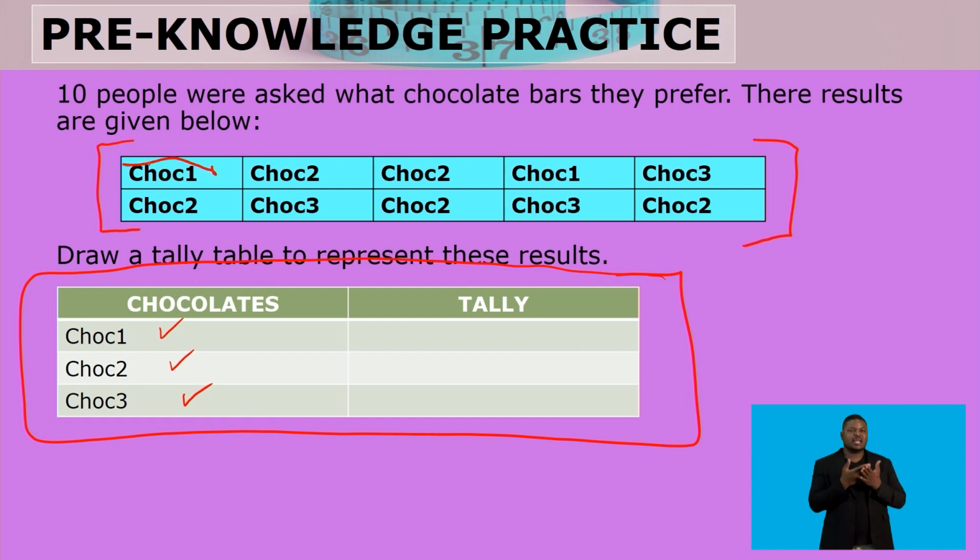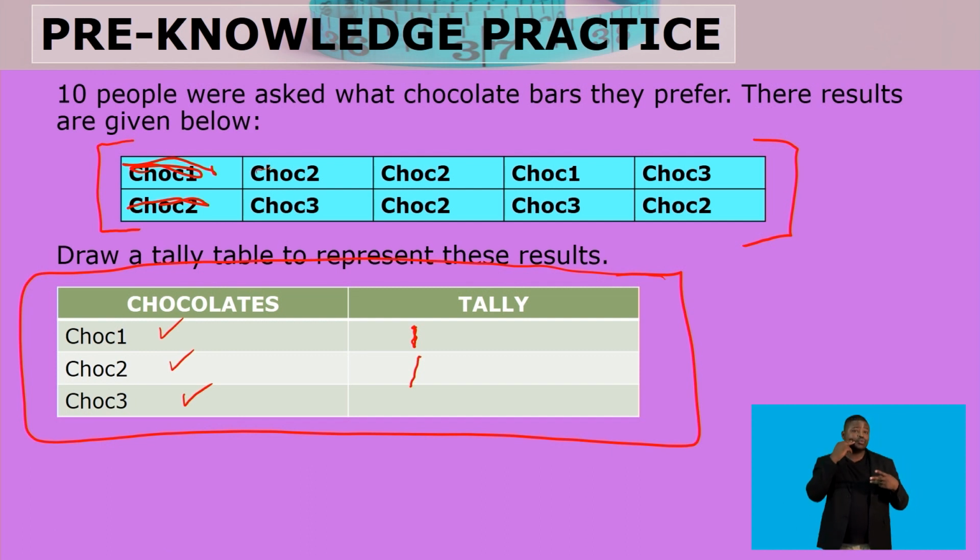Chocolate 1, there it is. Scratch it off to say that I've done with it. And where do I find chocolate 1 on my tally table? Right there, I put a little stroke down like that. The next thing, let's work downwards. Chocolate 2, scratch that one off. Where do I find chocolate 2? Right here. There we go, chocolate 2, put that line in there.